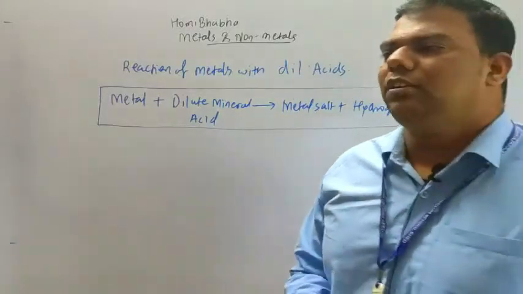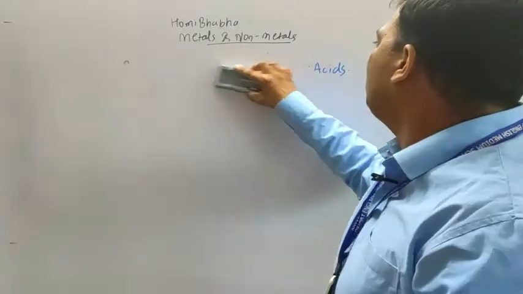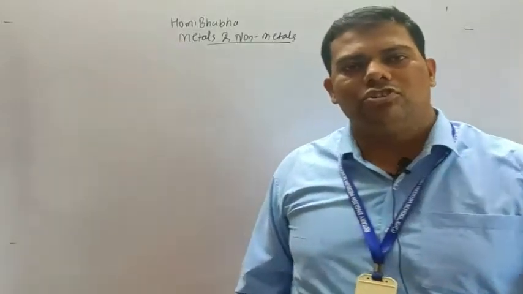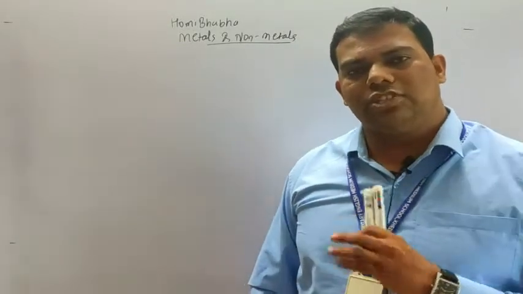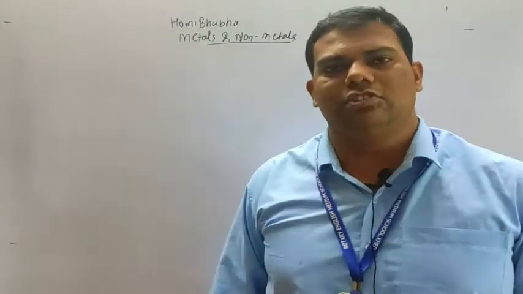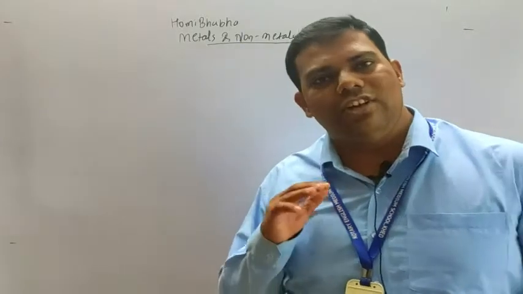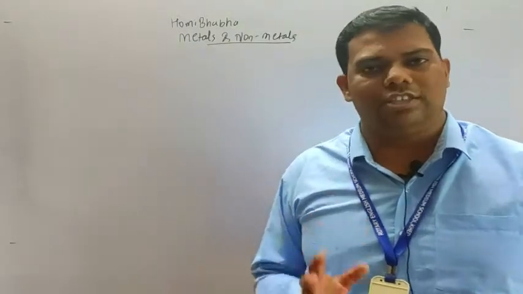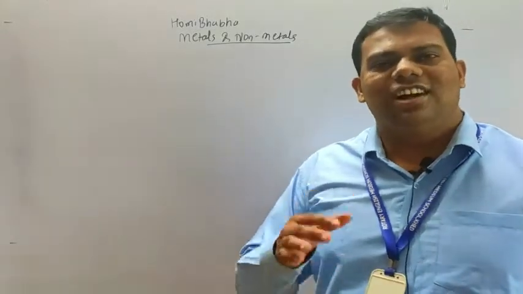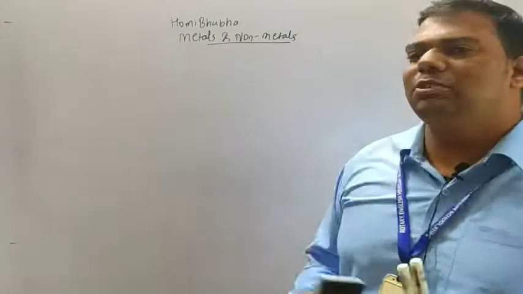Now see our examples here. Suppose we are taking concentrated acid and some weak acids, or we can say strong acid and weak acid. What is the difference between these? First we will concentrate on that. A strong acid means what? It completely ionizes in water. And a weak acid is what? It is in unionized form in water. Very important here.